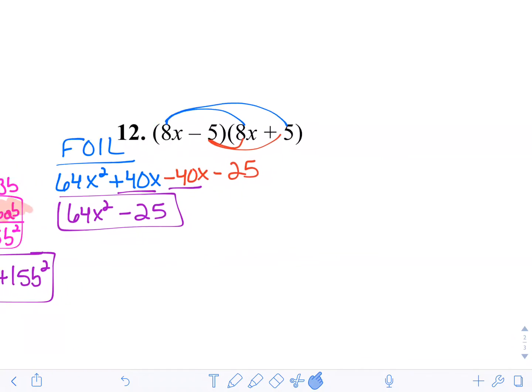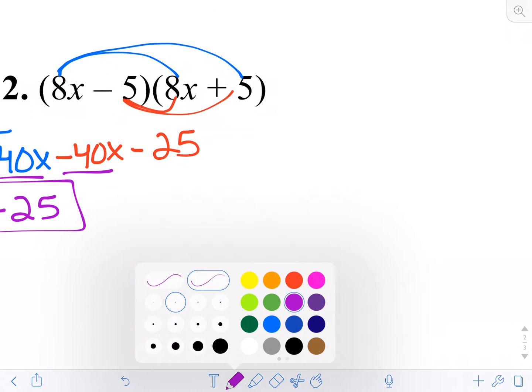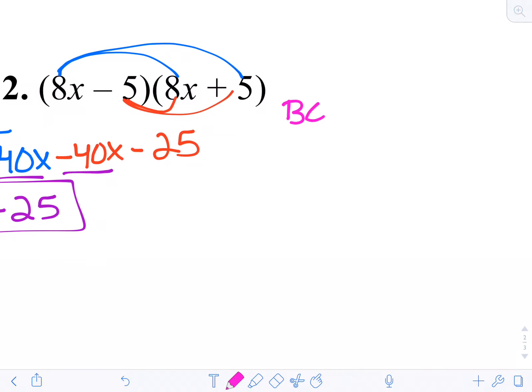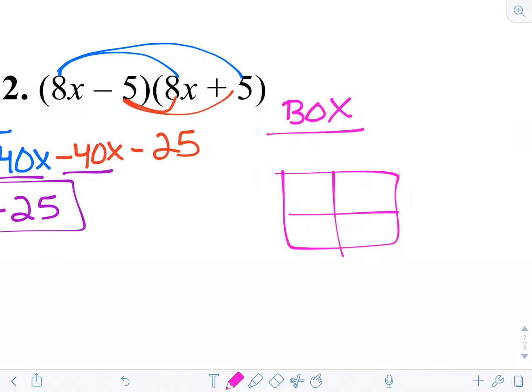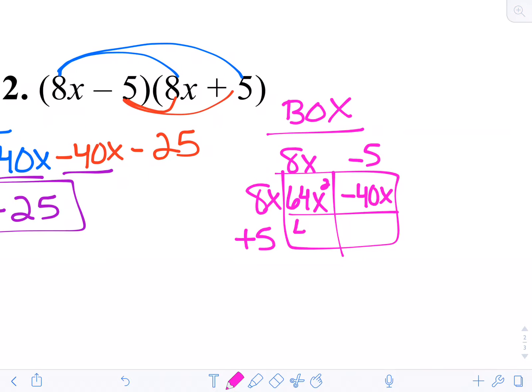And then I need to do the box method. Okay, so now we're going to do the box. Okay, so for box method, draw your box. We have 8x minus 5, and then we have 8x plus 5. 8 times 8 is 64. X times x is x squared. 8 times negative 5 is negative 40, and you have an x. 5 times 8 is a positive 40. Don't forget the x. 5 times negative 5 is negative 25.